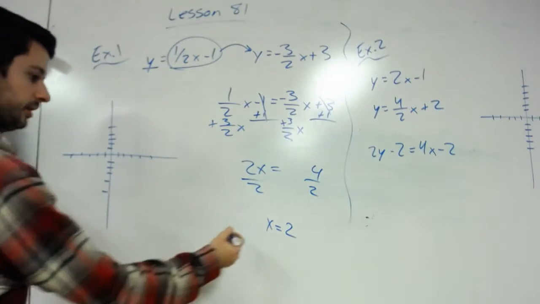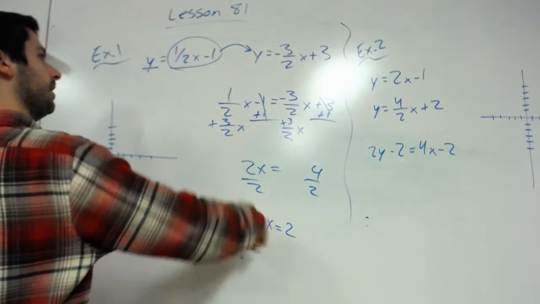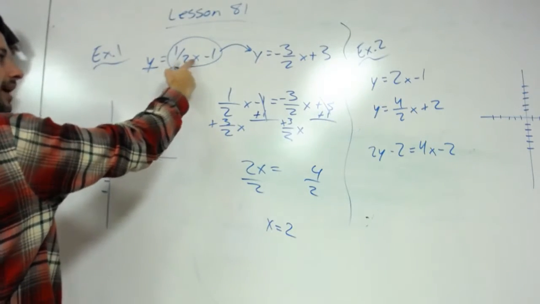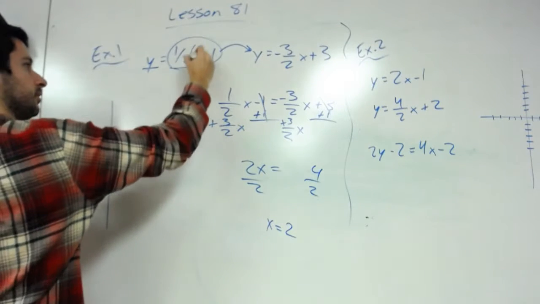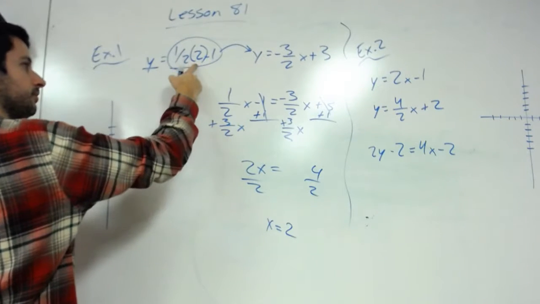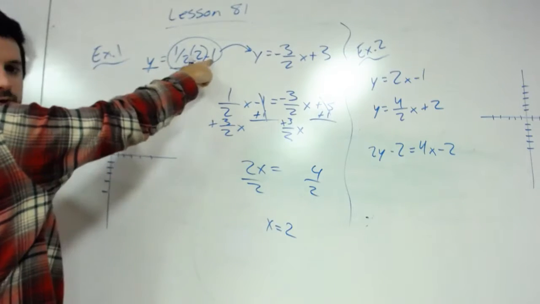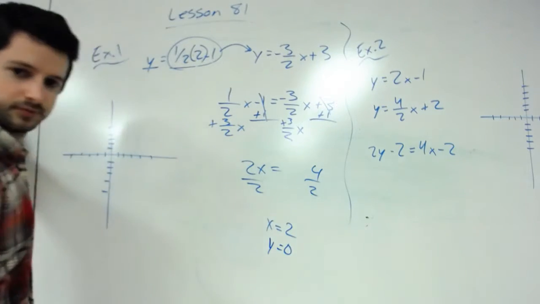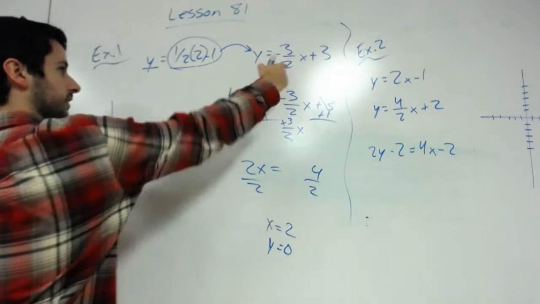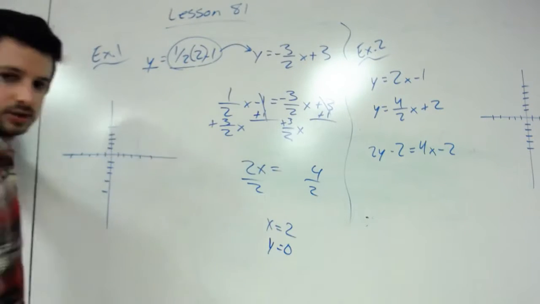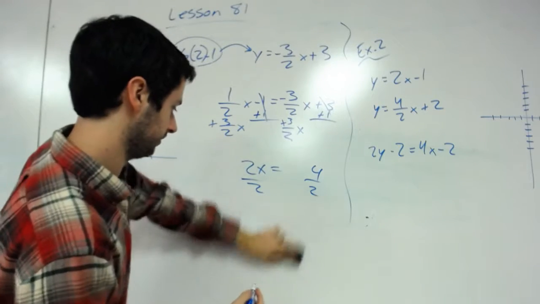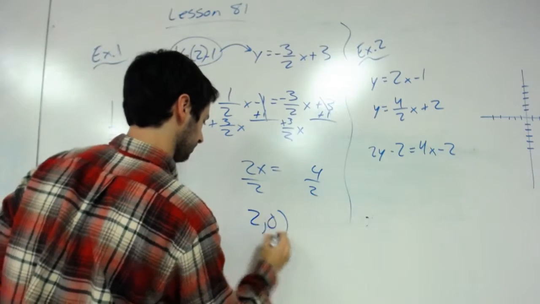So now that we know what x equals, we could plug that back in for y. So say I plugged it in right here. 1/2 of 2 is 1. So 1 minus 1 would be 0. So y equals 0. You can plug in x here, and you get 0 there as well. So 2, 0, I'm going to write it this way, is my solution.